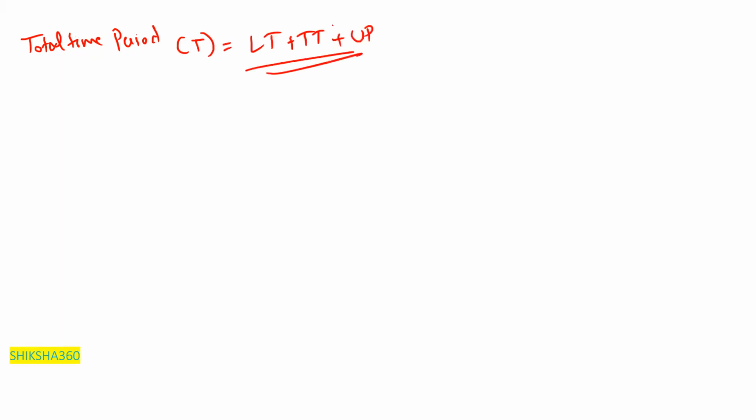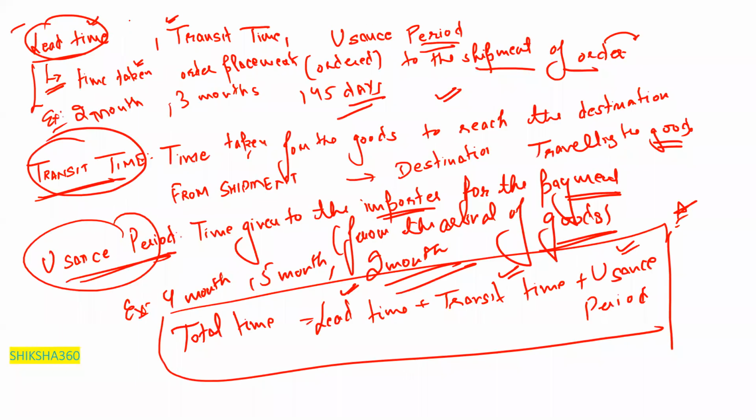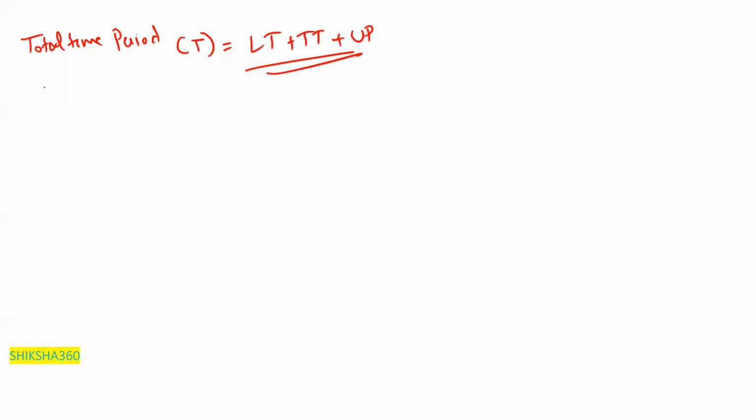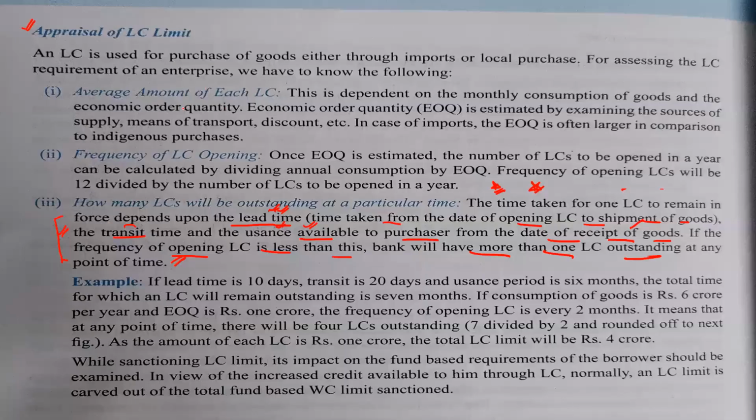So total time period. We know the total time is lead time plus transit time plus usance period. Clear? This one is the total time. Lead time LT, transit time TT, usance period UT. And one more thing, we can say total annual consumption. This one is the annual consumption. They have not given it here.